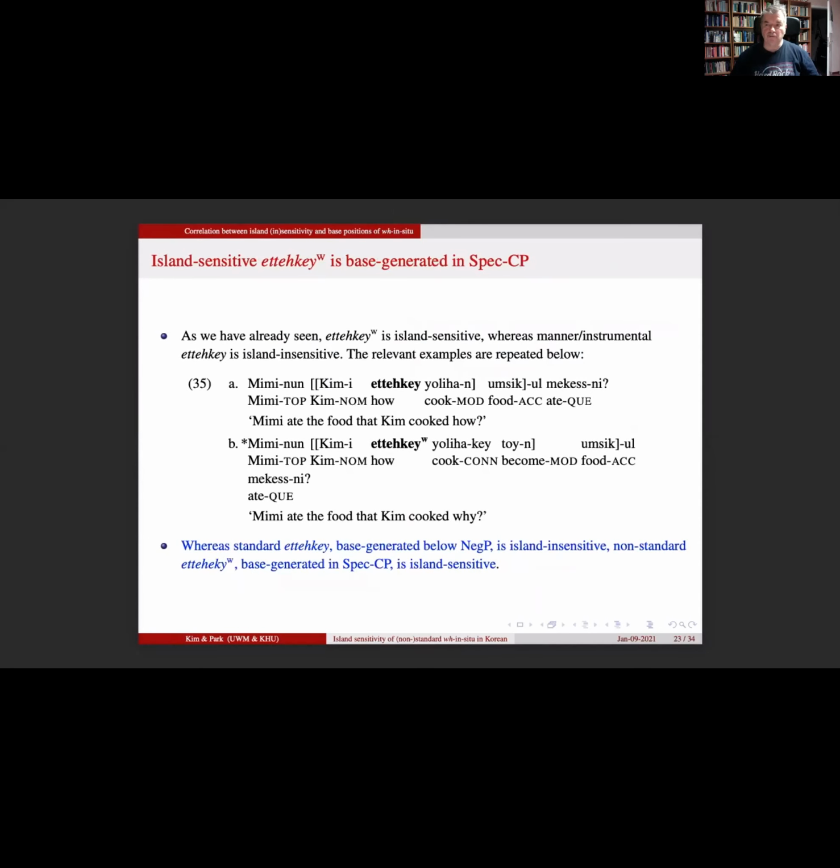As for the island sensitivity of the two variants of 어떻게, we have seen that non-standard 어떻게 is island sensitive, whereas standard 어떻게 is island insensitive. The relevant examples are repeated in 35. Based on the observations so far, we can conclude that standard 어떻게, which is base generated below negation phrase, is island insensitive, whereas non-standard 어떻게, which is base generated in SpecCP, is island sensitive.